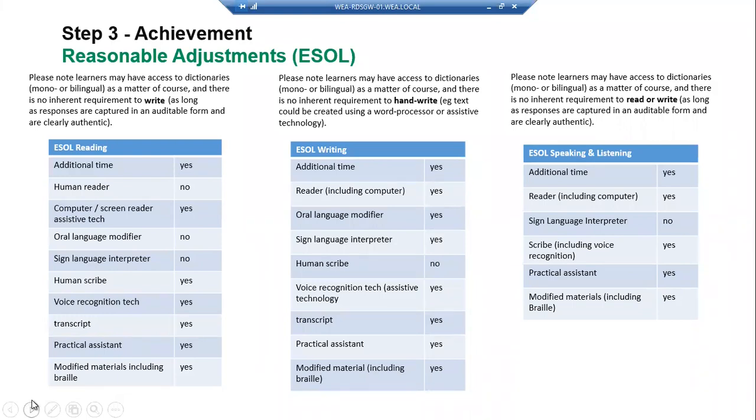Sorry, can I please ask about the dictionaries? Who provides them? Do they have to get them themselves? If they're bilingual, it needs to be paper dictionaries. They can't have the electronic. In terms of bilingual dictionaries, ideally learners would provide them. However, you could be using DLS funds for that within your regions, so learning support funds.